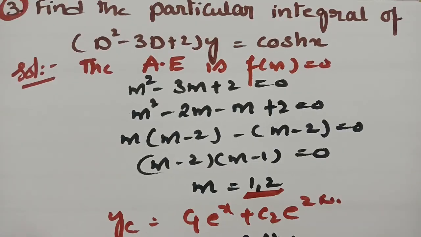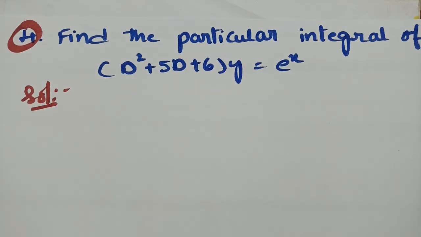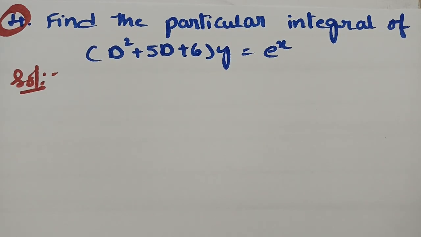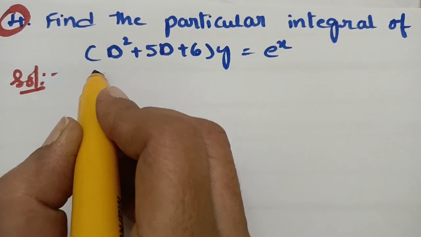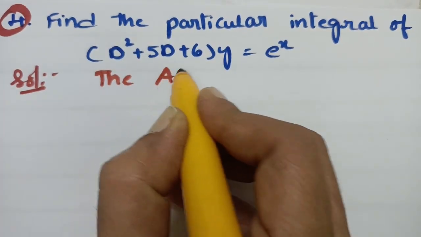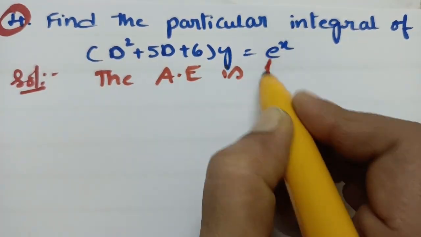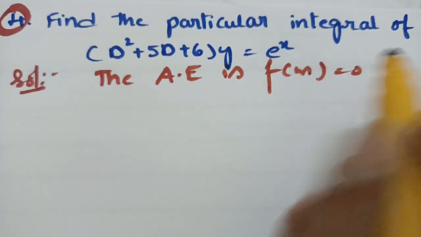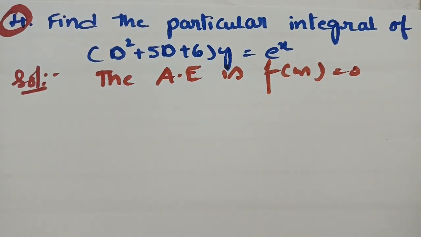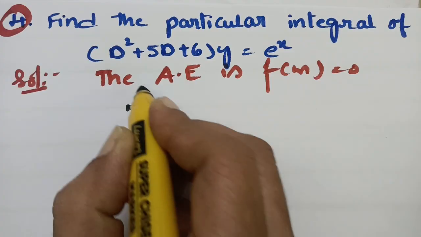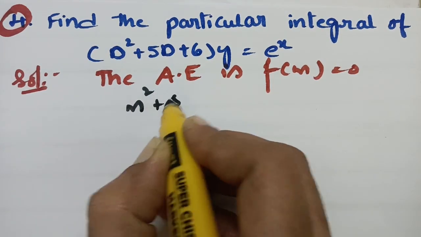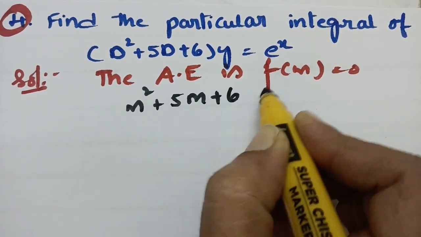And the last question here is, we have to find the particular integral for d square plus 5d plus 6 of y is equal to 0. So every time we have to go with an auxiliary equation. The auxiliary equation is f of m is equal to 0. So here we have to keep m in place of d. So this is m square plus 5m plus 6 is equal to 0.